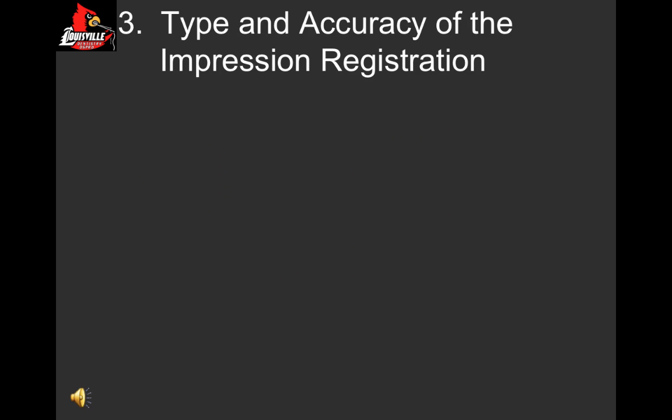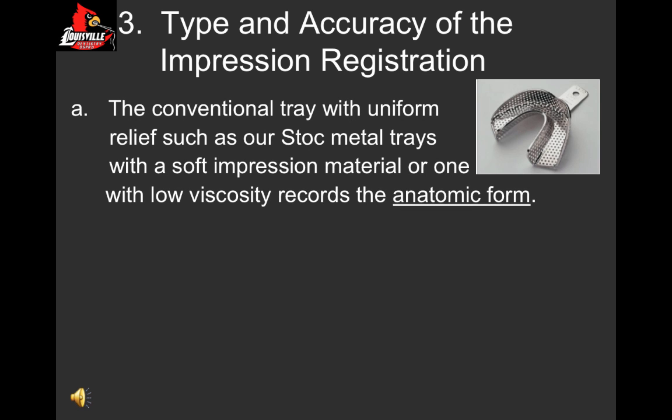In regard to the type and accuracy of the impression, the conventional tray with a uniform relief, such as our plain old stock metal trays, with a soft impression material like alginate, one that has low viscosity, records, when you take an impression, the anatomic form of the ridge.